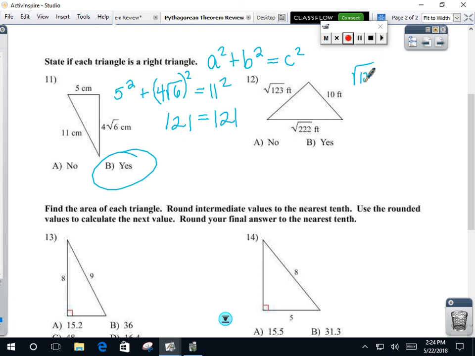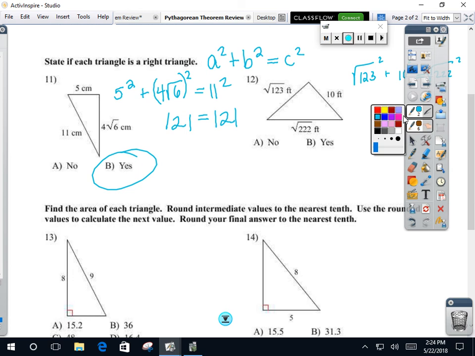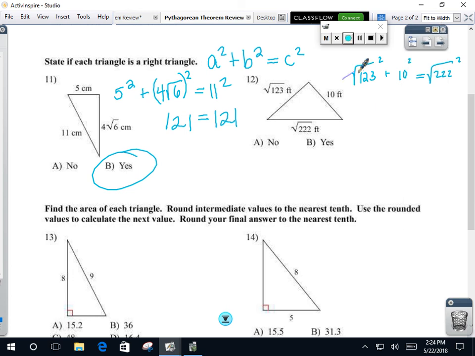Right, the square root of 123 and 10. So I'm going to put those in for A and B and square them. And then that means C would be that square root of 222 squared. Now, since there's no number on the outside of the radical, this radical will cancel out with the squared, leaving just 123 plus 100, equals 222. Okay? That becomes 223, which is not equal to 222. So no, this one's not a right triangle.